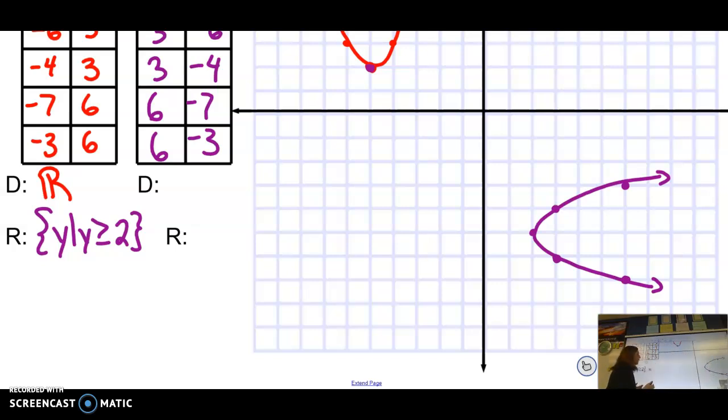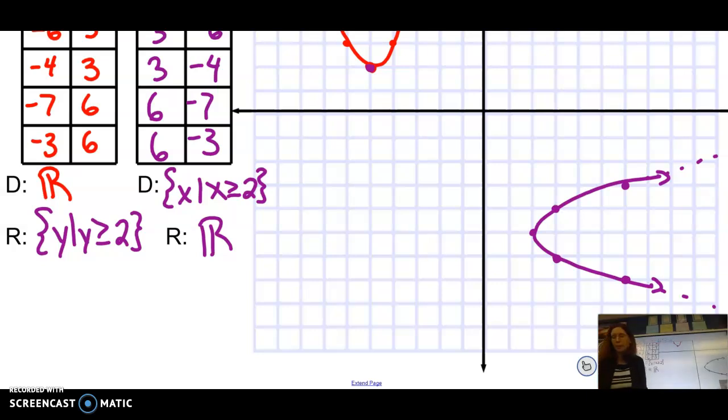But anyways, for the domain and range in this case, the domain doesn't start until we get to 2. So the domain is going to be the x's greater than or equal to 2. And you can see this y graph, this goes up forever and this goes down forever. So that means that the range is actually all real numbers. So you can see because we switched the x and the y, the role of the domain and the range also just basically flipped places. Great, so that's how you find an inverse graphically.